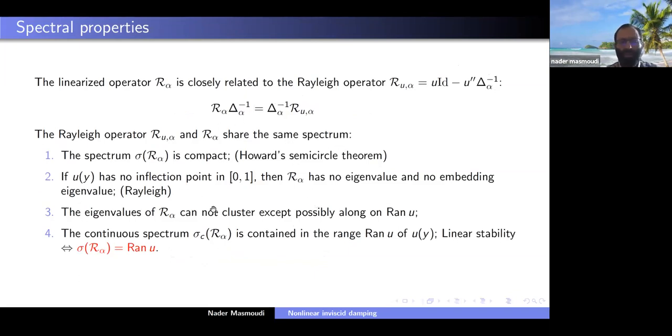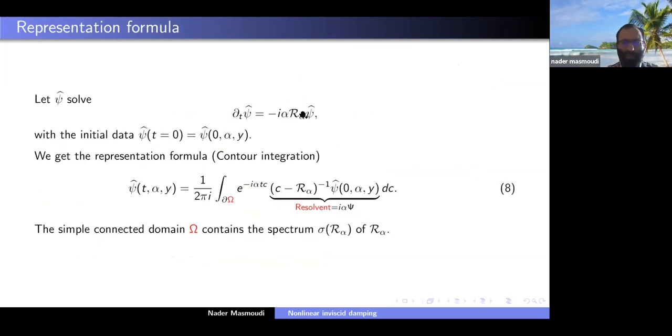This is the spectral analysis of this operator. Let me go fast on this. But the point is that this is your equation at the linear level, right? You have this R alpha, and the spectrum of R alpha is a difficult question to understand, but now there's some literature on this. And now one can write a representation formula using the resolvent to solve this linear problem.